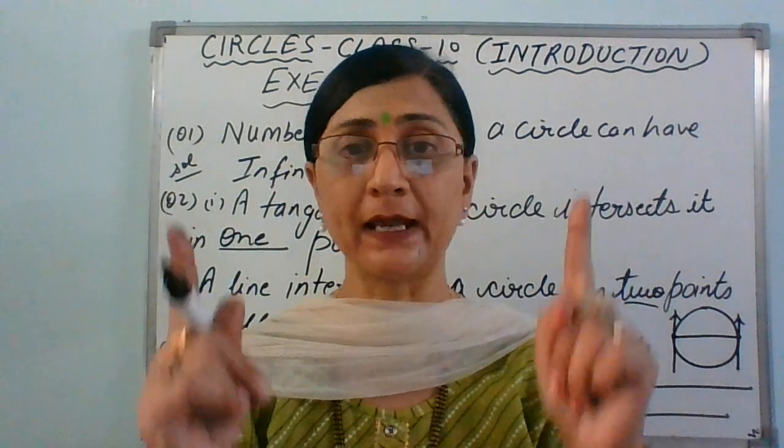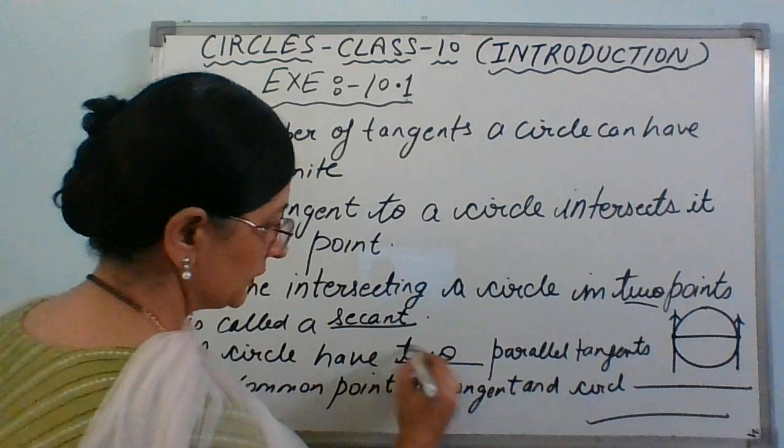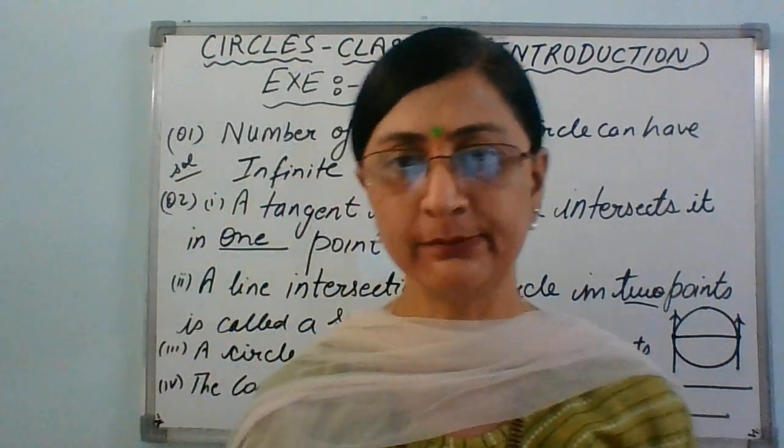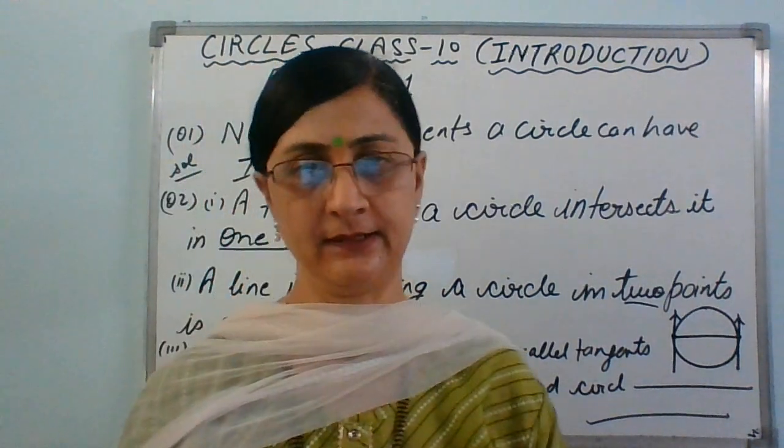So maximum 2 parallel tangents you can draw. A circle can have 2 parallel tangents at the most, right? Maximum. So fourth one, the common point of a tangent in a circle, right?